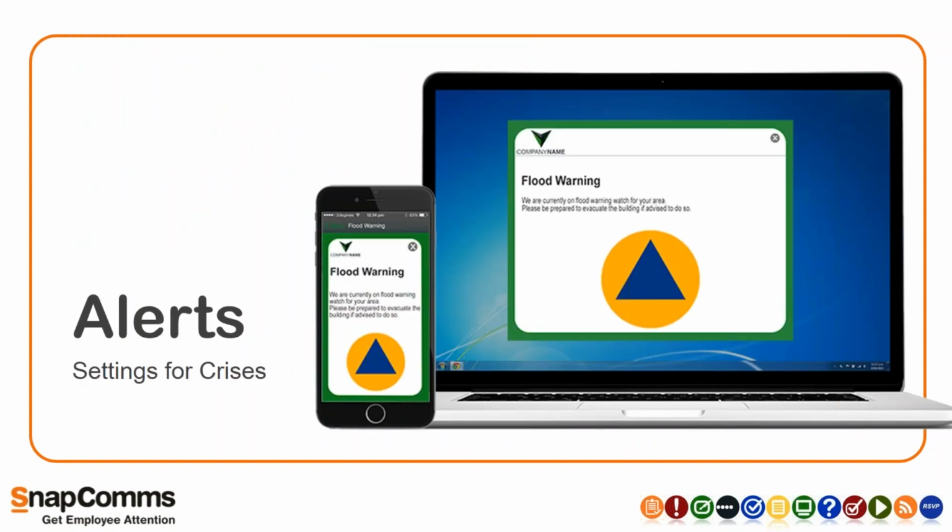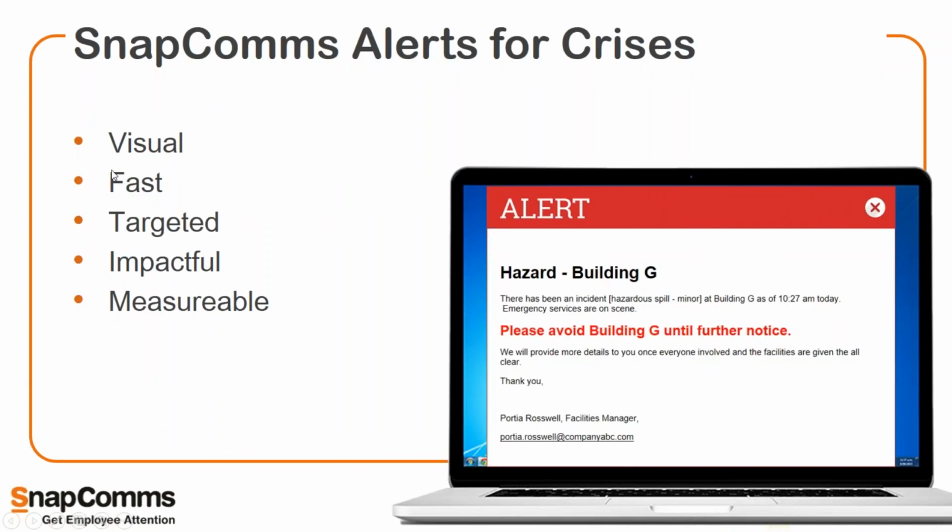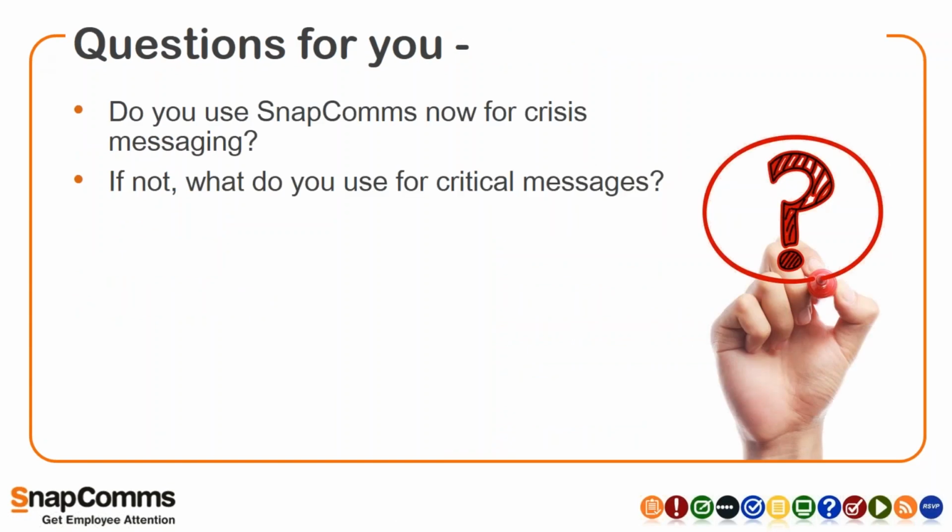So once you know what kind of crisis situation you're looking at, let's get into SnapComms alerts. And I think most of you on the call know what a SnapComms alert is. So we give you a way with SnapComms alerts to get a warning on screen in a way that can be quite fast, it's visual, and targeted, right? So do you use SnapComms? Another question for you.